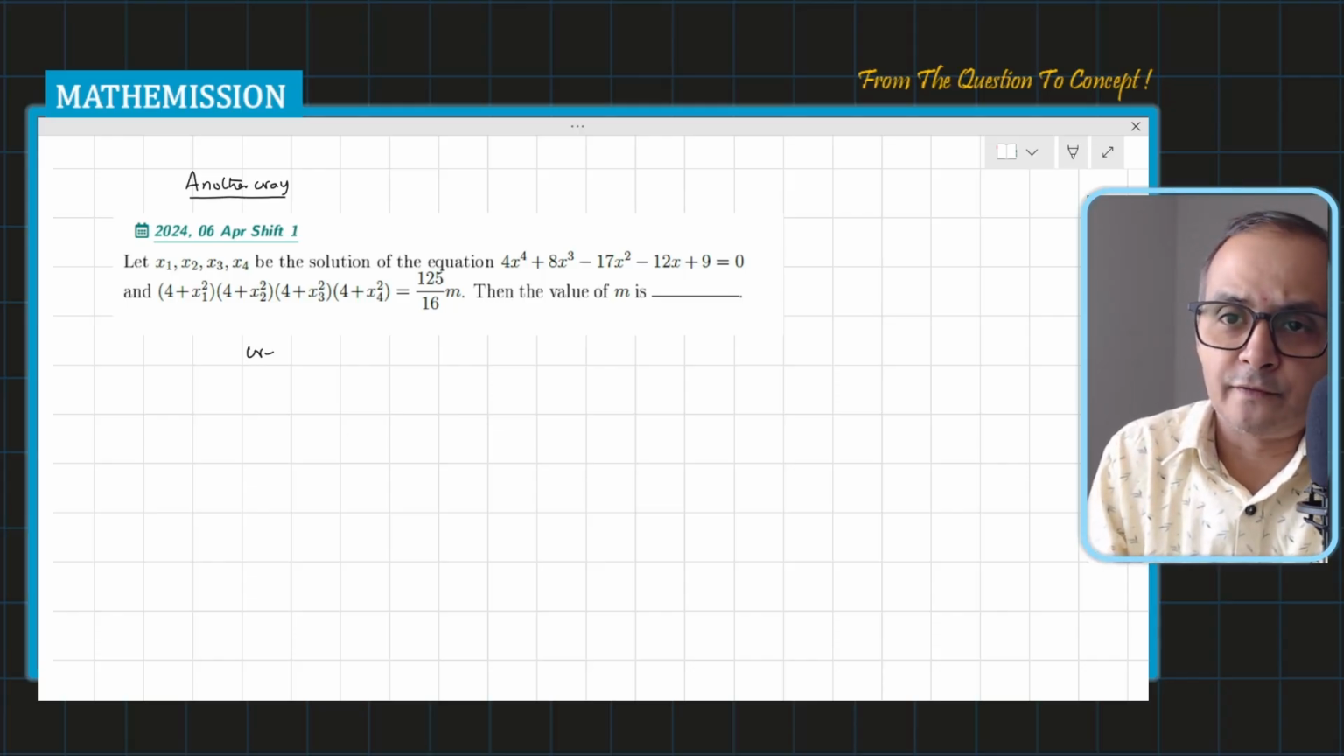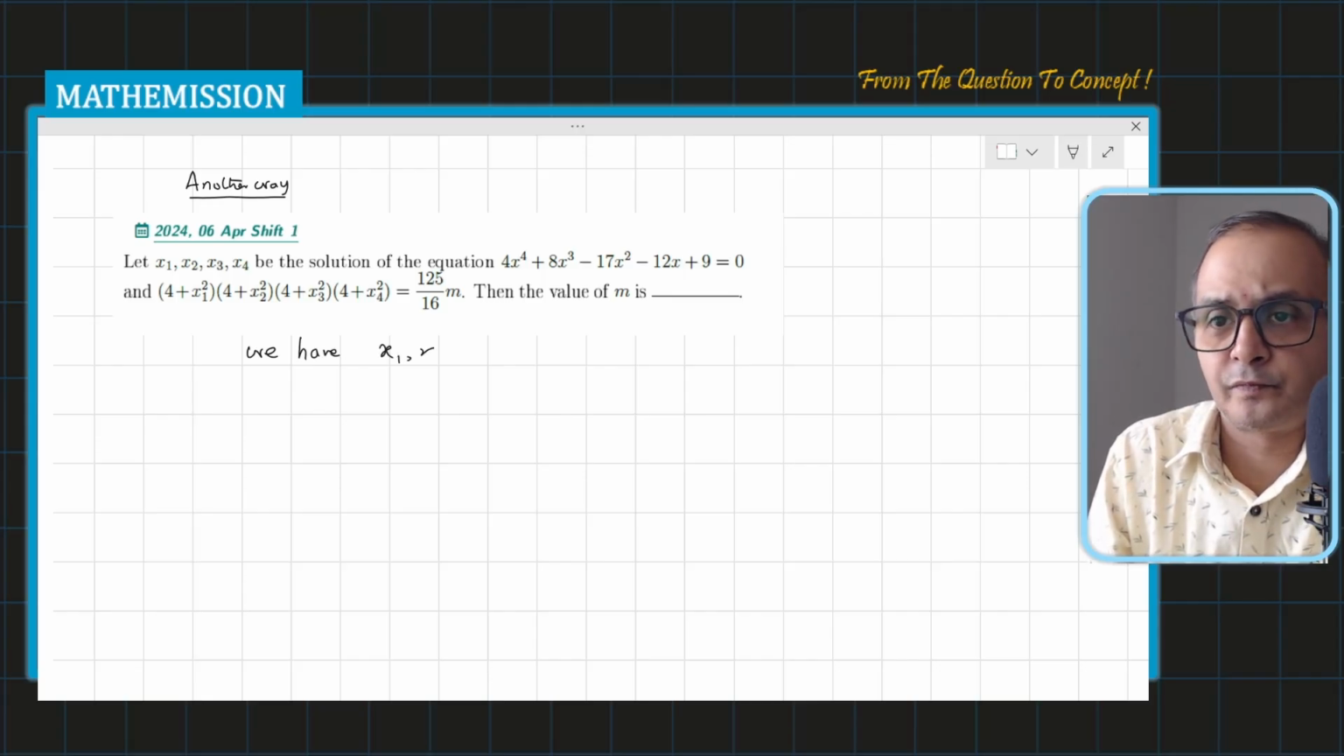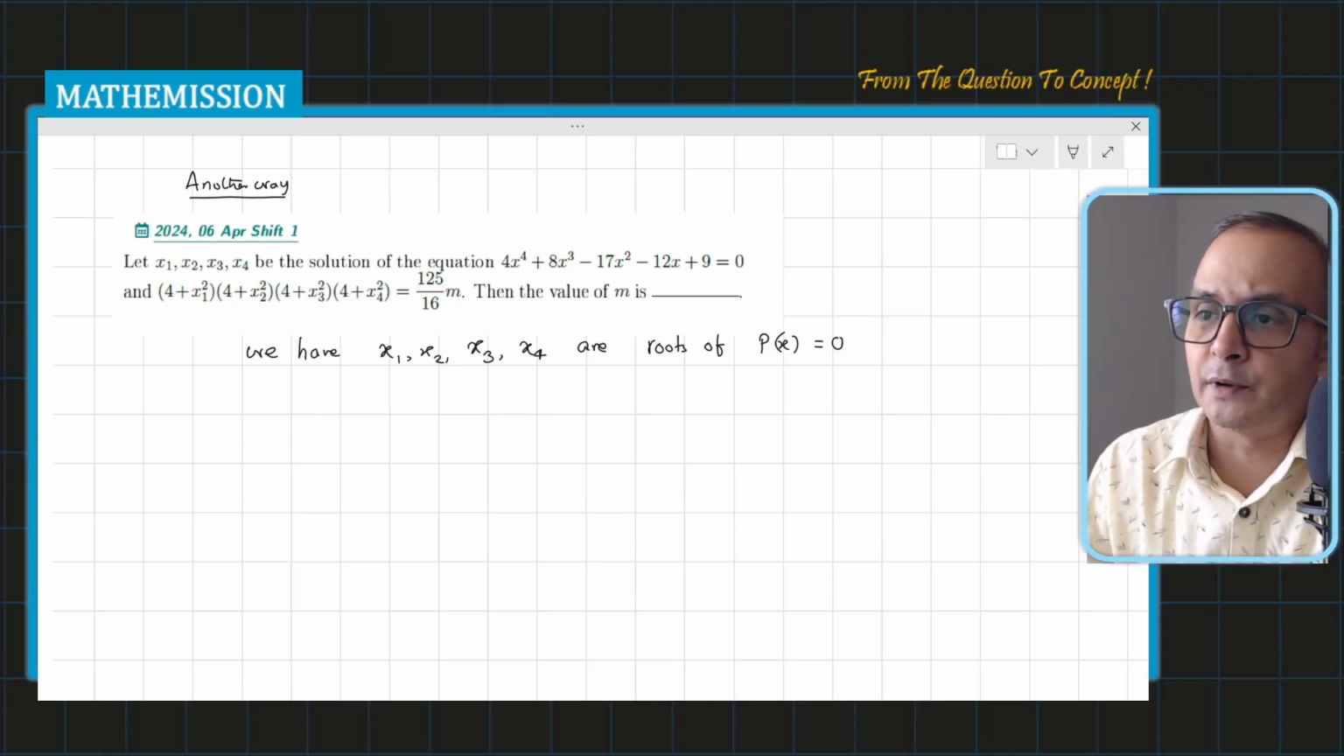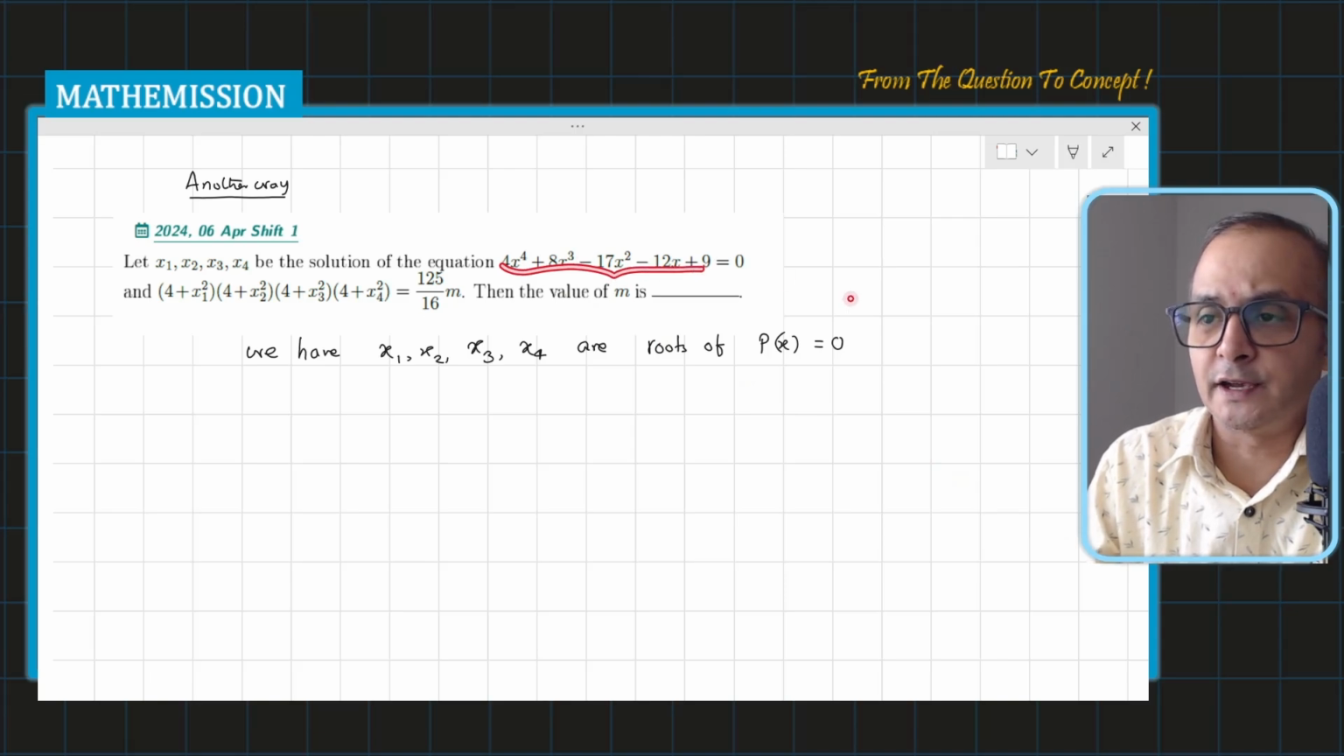So one thing is clear: x1, x2, x3 and x4 are roots of P(x) equal to 0. And you know what I mean by P(x)? I'm assuming this left hand side expression of the equation is P(x).